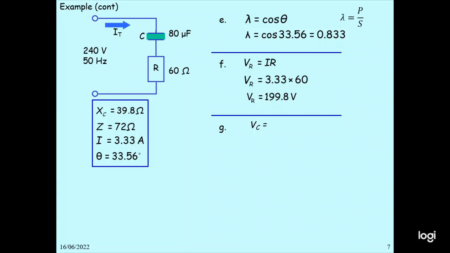199.84. VC is equal to I into XC, so 3.33 multiplied by 39.8, you get 131.87 volt.